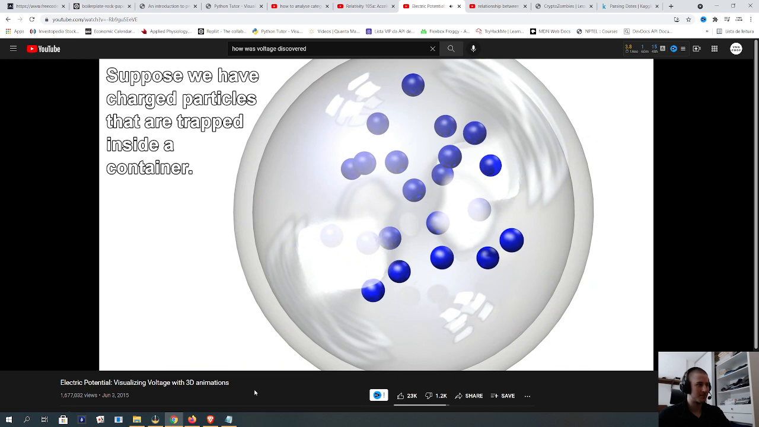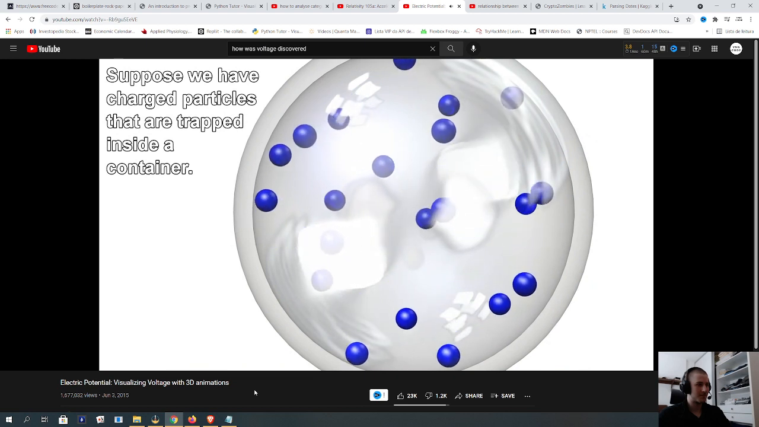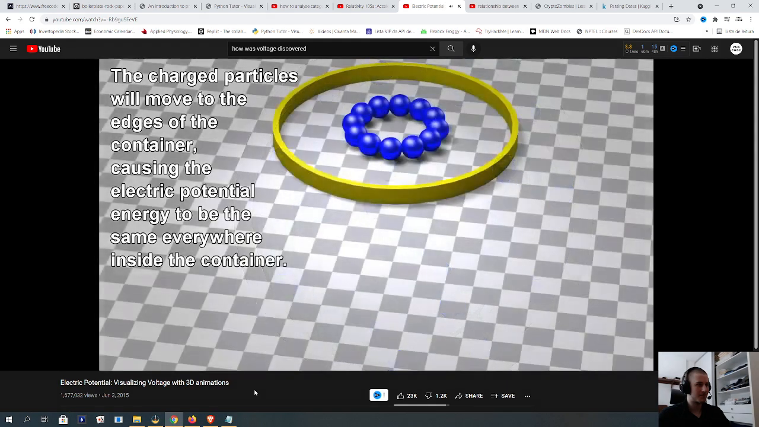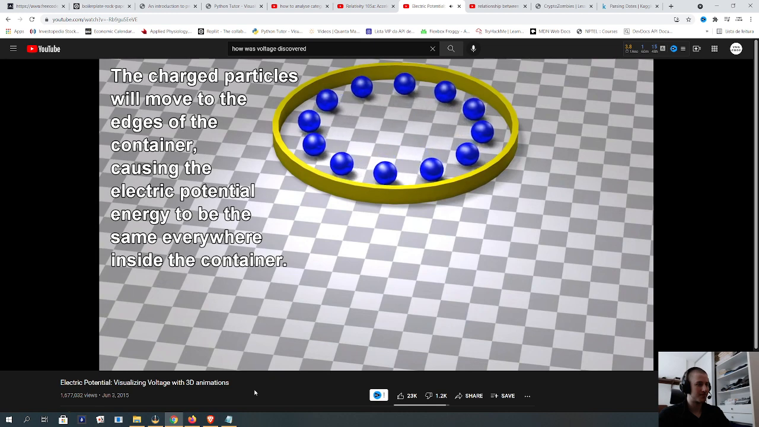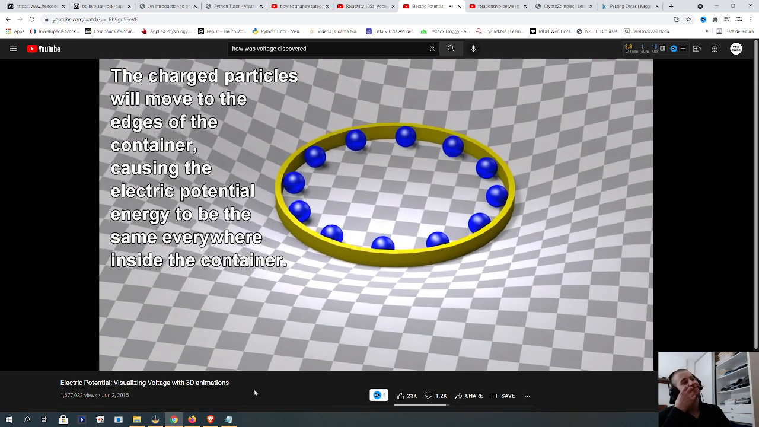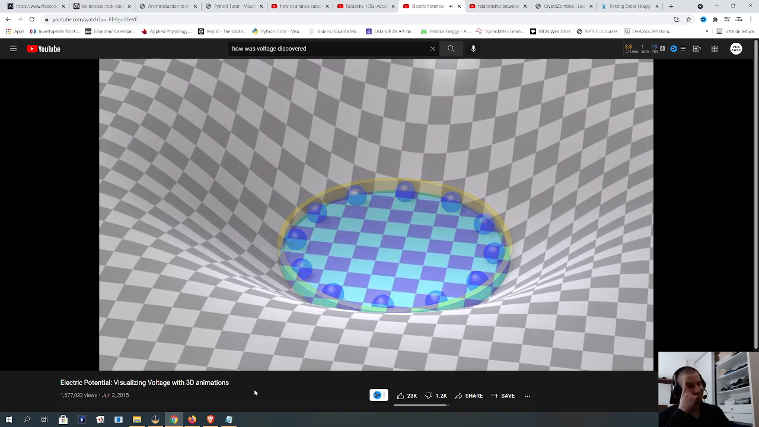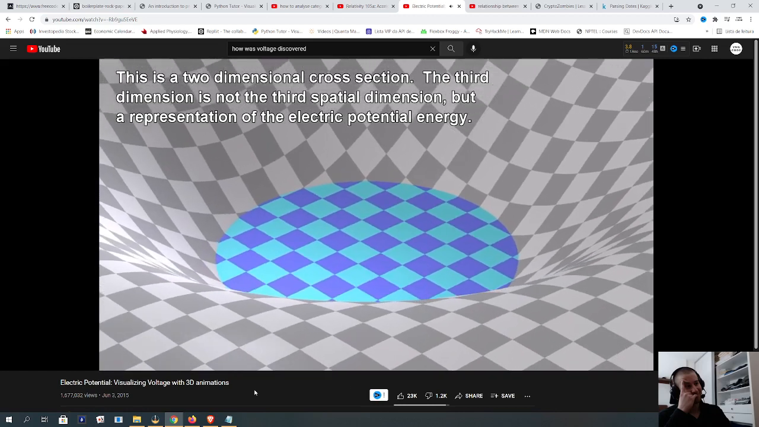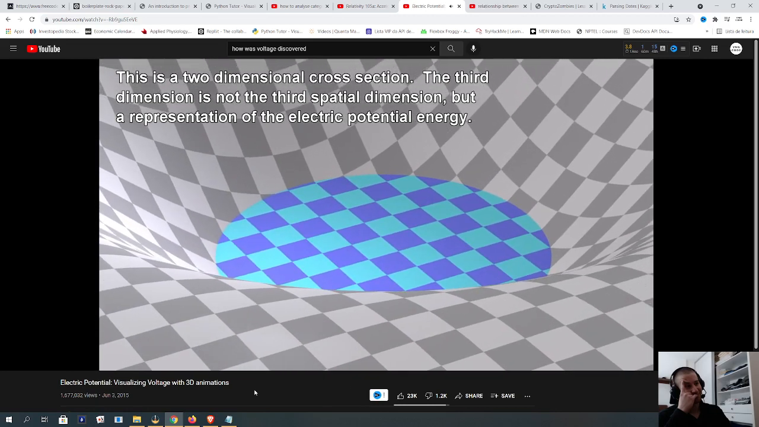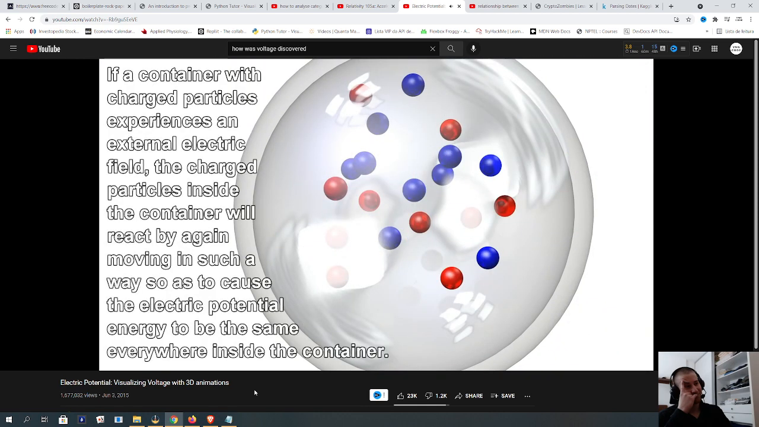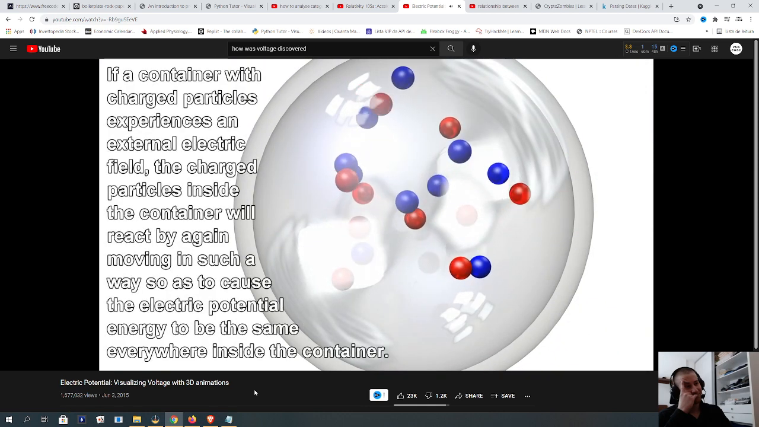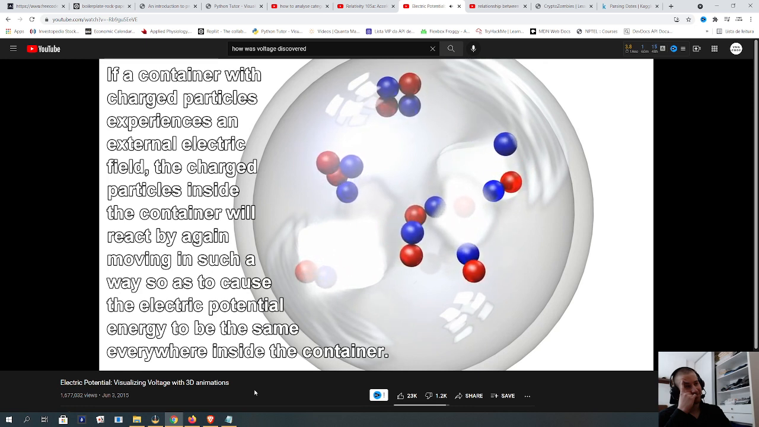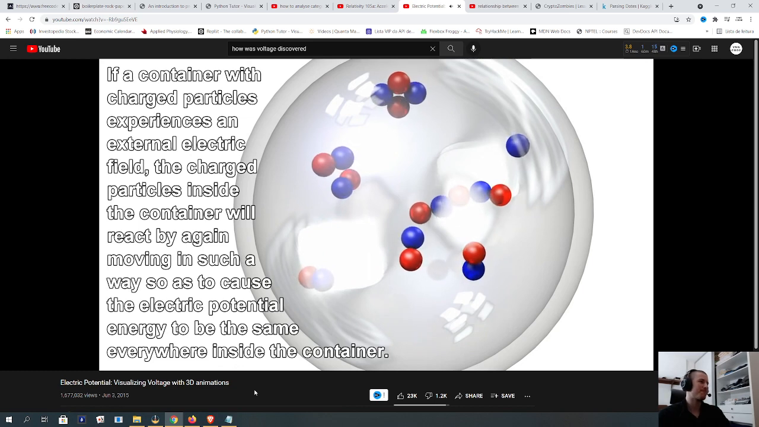Suppose we have charged particles that are trapped inside a container. The charged particles will move to the edges of the container, causing the electric potential energy to be the same everywhere inside the container. If a container with charged particles experiences an external electric field, the charged particles inside the container will react by again moving in such a way so as to cause the electric potential energy to be the same everywhere inside the container.